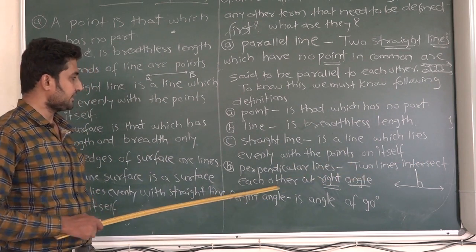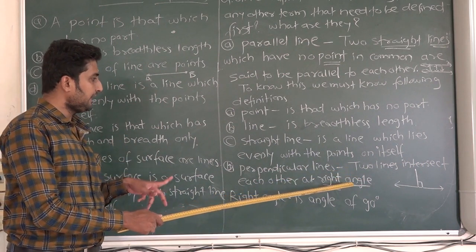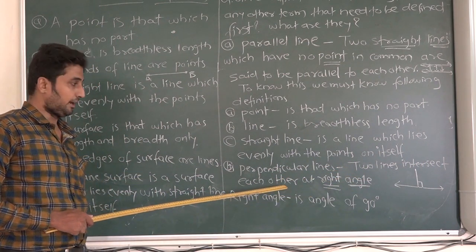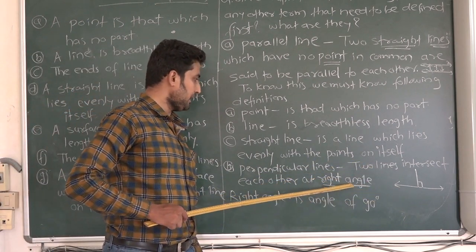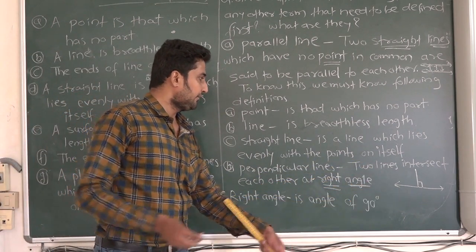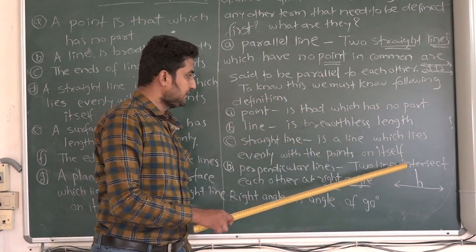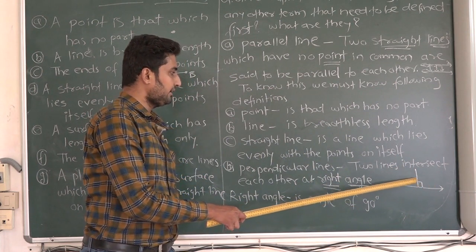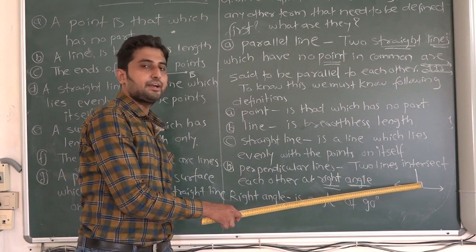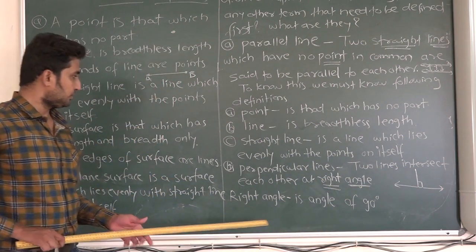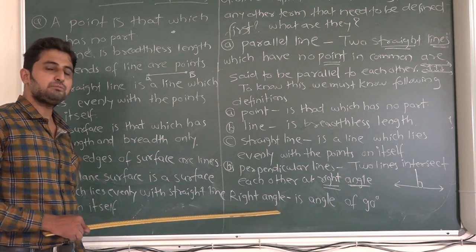So dear students, if you have the definition of this, two lines intersect each other at right angle, it intersect each other at right angle, then we can say that it is perpendicular line. Now one more definition is to be known here, that is what is meant by right angle. So dear students, if this is the perpendicular line, see here, this line is perpendicular to this line and the angle between them is exactly 90 degree.